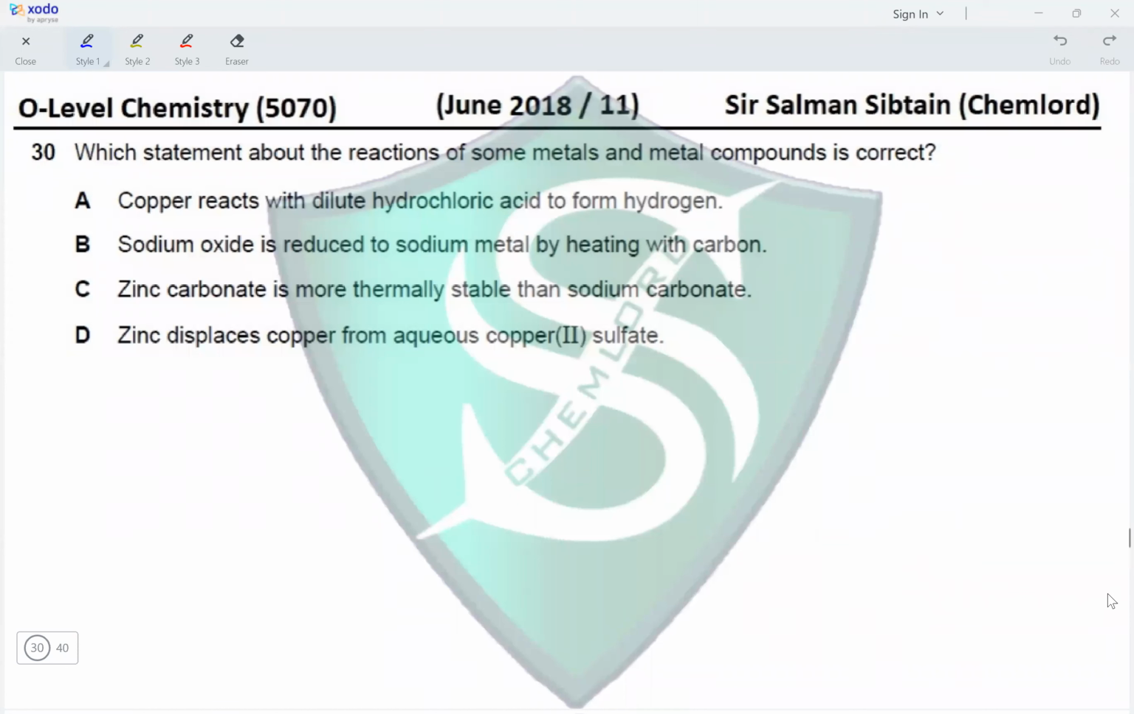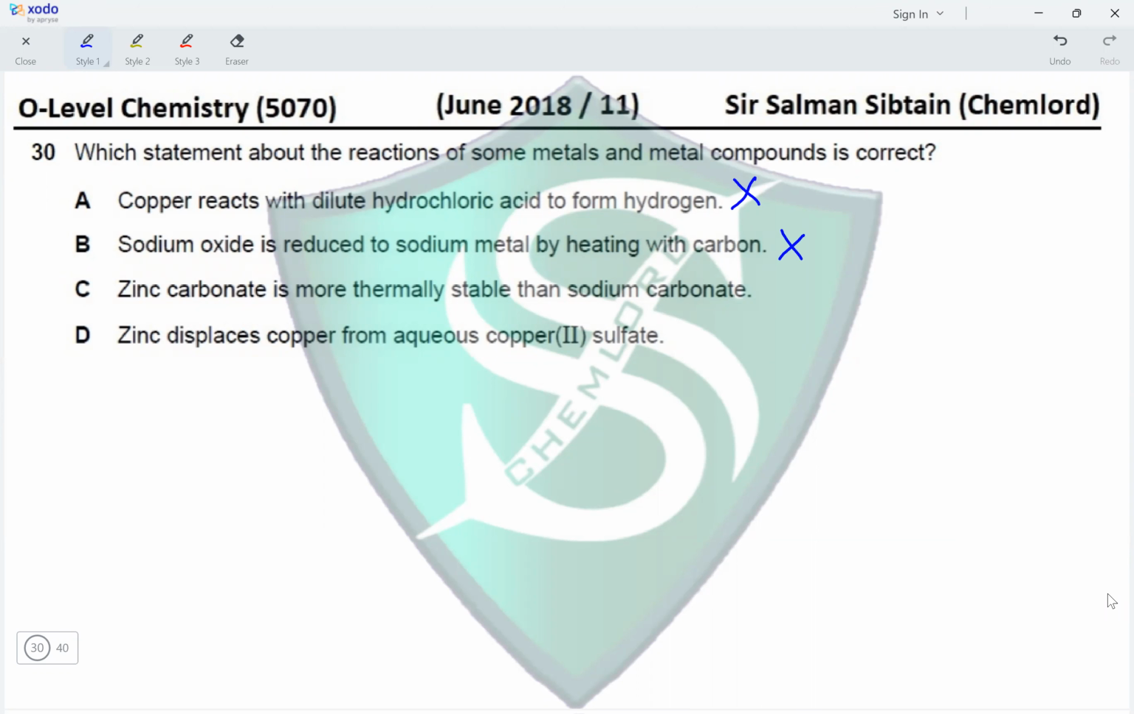Question 30. Which statement about the reactions of some metals and metal compounds is correct? Copper reacts with dilute hydrochloric acid to form hydrogen. Copper is less reactive than hydrogen. It will not react. Sodium oxide is reduced to sodium metal by heating with carbon. Only metals that are less reactive than iron will undergo this reaction by heating with carbon. Those that are more reactive than iron would undergo electrolysis. So sodium oxide will undergo electrolysis to produce sodium.